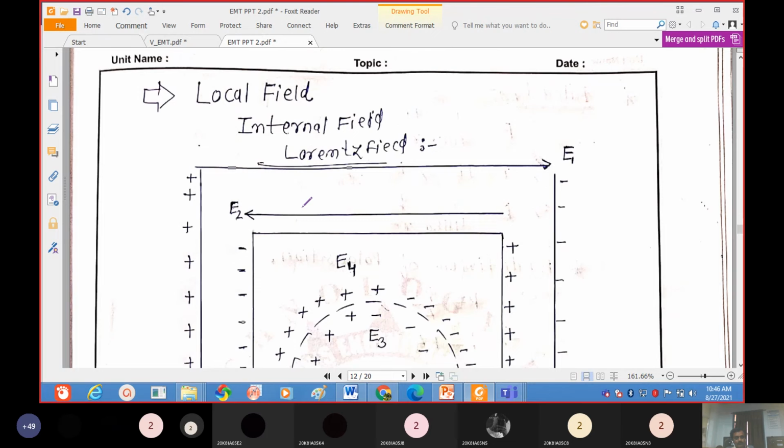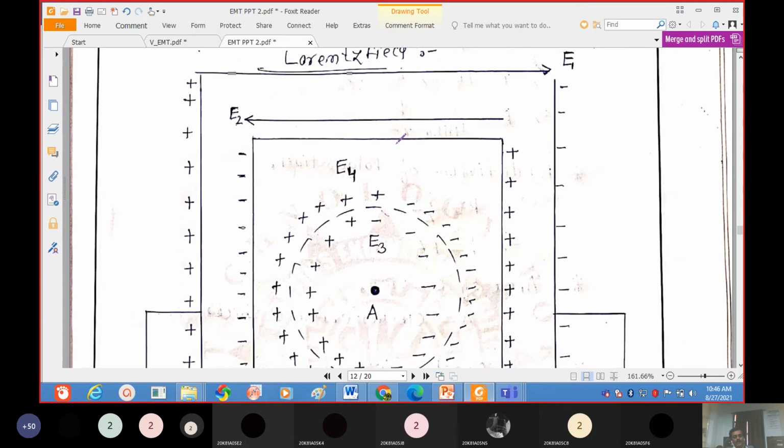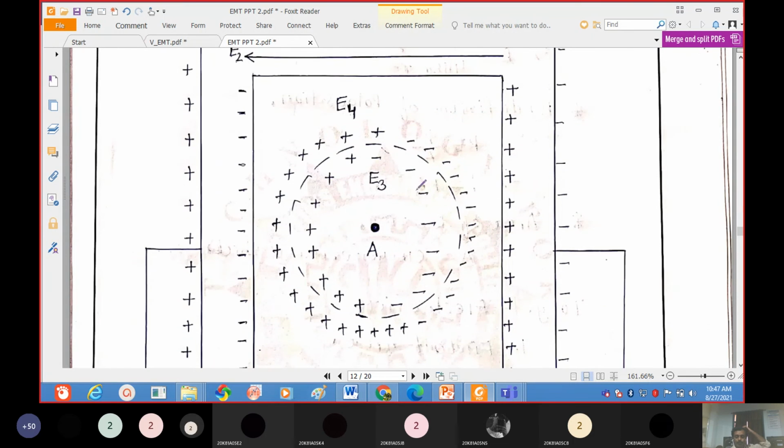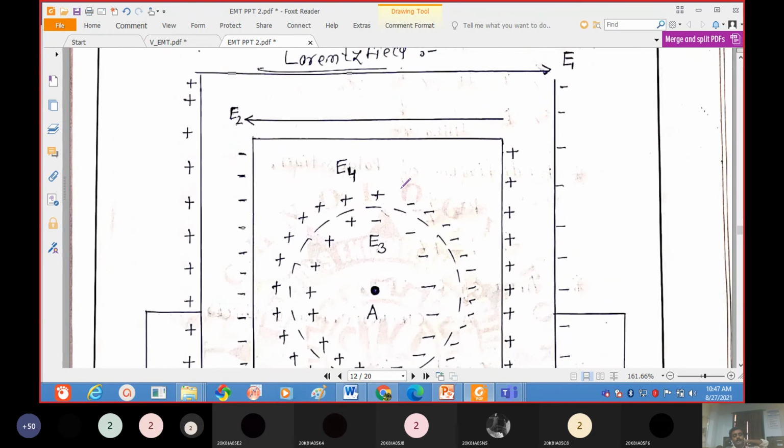Now coming to the local electric field, or internal field, or Lorentz field. They may ask anything: find out the local field, find out the internal field, otherwise find out the Lorentz field. This is an important 14 marks question. So how to find the local field? I will explain. Three more minutes are there, so in that time I will give the introduction about this local field.